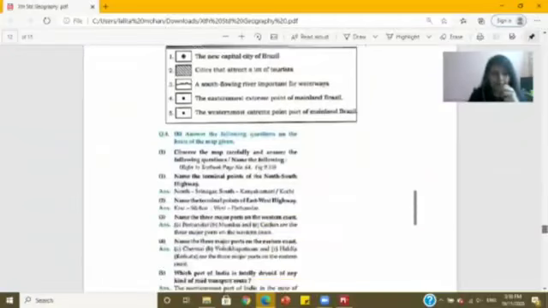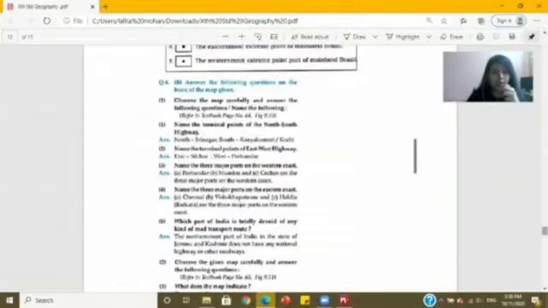Moving ahead, question number 4B. Answer the following questions on the basis of the map. First, observe the map carefully and answer the following questions. This is on page number 64. First, name the terminal points of North and South Highway. So, answer is North Srinagar, South Kanyakumari or Kochi. Second, name the terminal points of the East West Highway. Answer is East Silchar or West Porbandar.